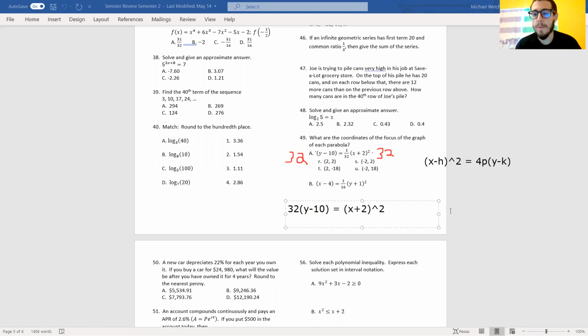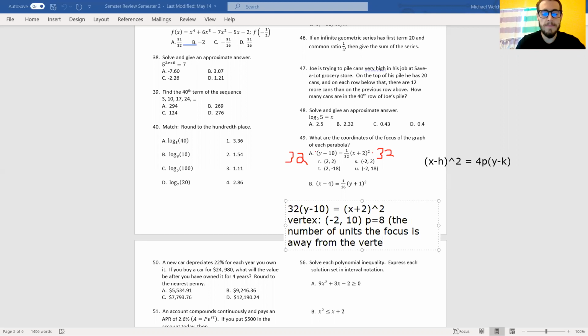Now, because it's in the proper format, although you could argue that you should switch it around, it doesn't really matter, we can get a lot of crucial information. The vertex is these points here, -2 and 10, right? And our p-value is going to be 8. Our p-value is 8 because, remember, this 32 represents 4p in our equation, and 32 divided by 4 is 8. So this number is the number of units the focus is away from the vertex.